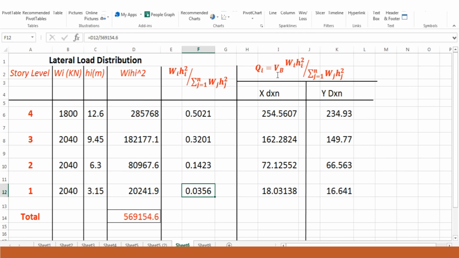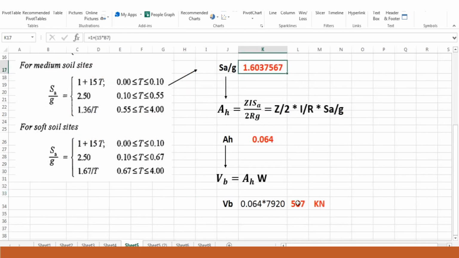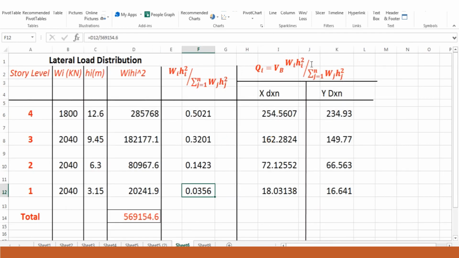Thereafter, I'll be in a position to determine the value of Qi, which is the lateral force distribution at each story level. In the x direction, what's the value of Vb that I have? It's 507. So I multiply the Wi Hi square ratio that I obtained by Vb, 507 in x direction. So I get these values, 507 into F6, and I have obtained all these values.